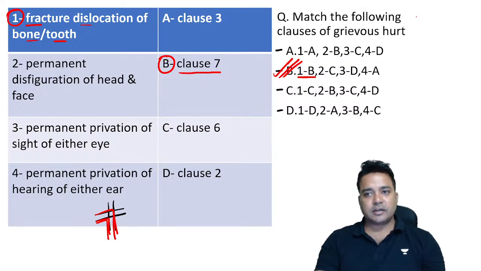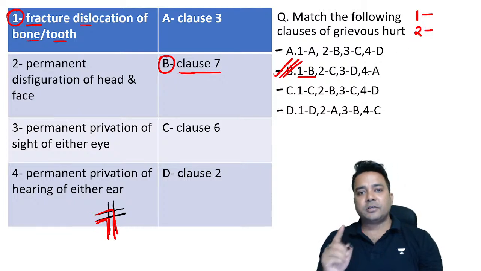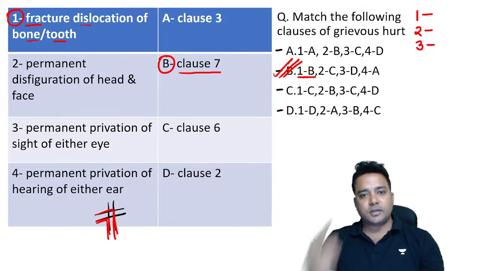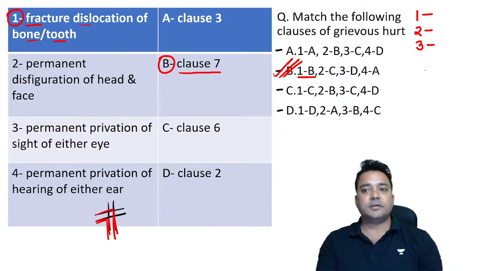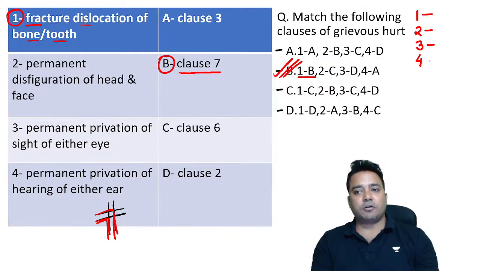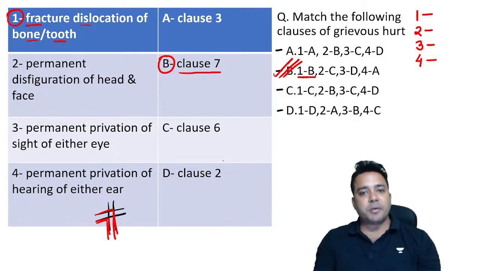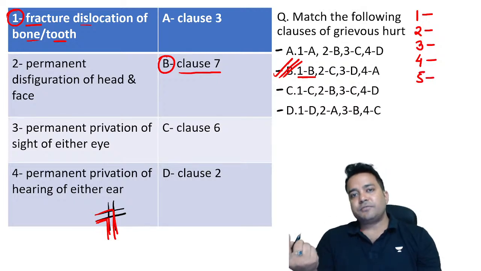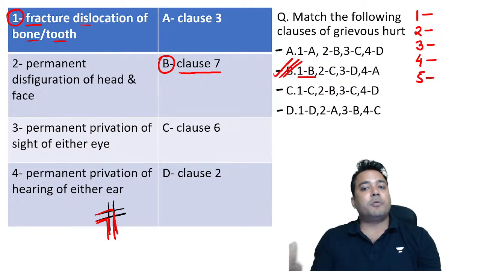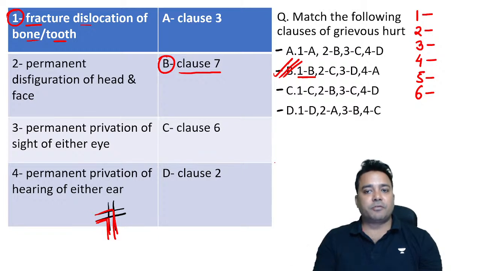तो एक बार quickly revise कर लेते हैं. Clause 1 deals with emasculation. Clause 2 deals with permanent privation of vision of either eye. Clause 3 is permanent privation of hearing of either ear. Clause 4 is permanent privation of any member or joint of the body. Clause 5 भी member और joint के साथ related है. वहां पर क्या होता है कि due to any injuries if there is destruction of power of member or joint of the body. Clause 6 is permanent disfiguration of head or face.